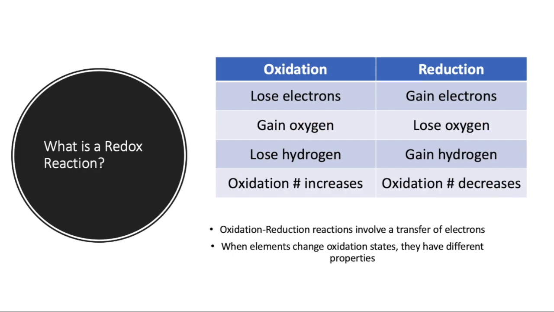In any case, oxidation and reduction are opposites of each other. So if you lose electrons, that's oxidation. If you gain electrons, that's reduction. But you also see situations in more complicated reactions where an element will gain oxygen by making more bonds to oxygen than it had before, or lose hydrogen by not having bonds to hydrogen that it had before. And also the oxidation number could increase or decrease.